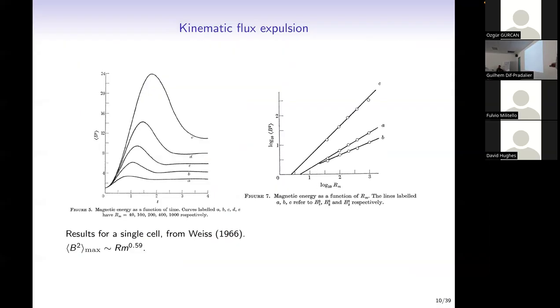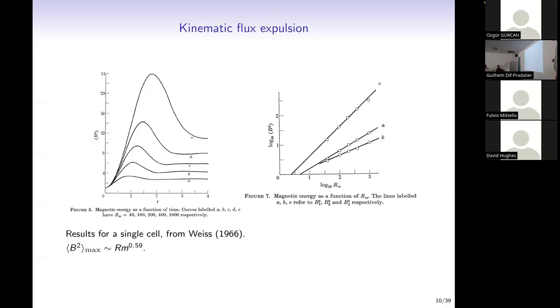So this is from Weiss's paper again. This is what flux expulsion looks like. This is magnetic energy versus time. It goes up, push the field to the side, it starts reconnecting, the field strength goes down, and it settles at a steady value. Okay. The flow is given all the time. The flow is not decaying. It reaches a steady state for MHD.